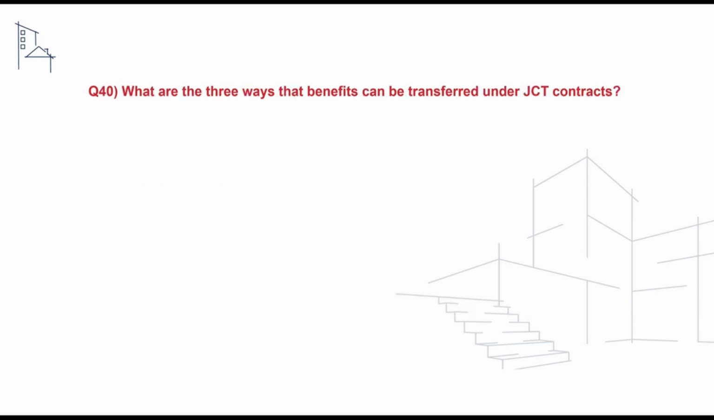The next question we'll take a look at is, what are the 3 ways that benefits can be transferred under JCT forms of contract? And to address this, we can make reference to, firstly, collateral warranties, third-party rights, and assignment.